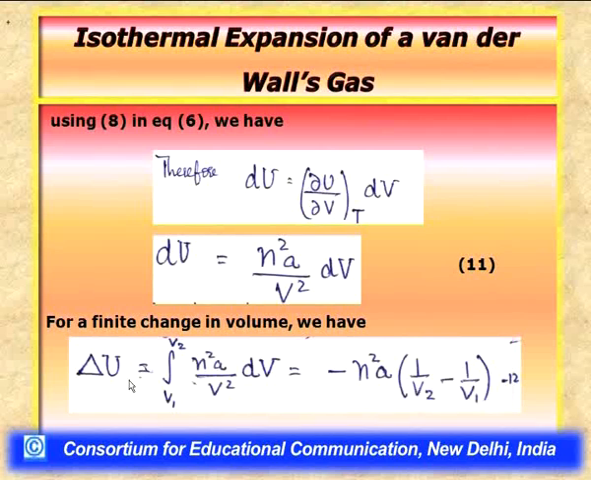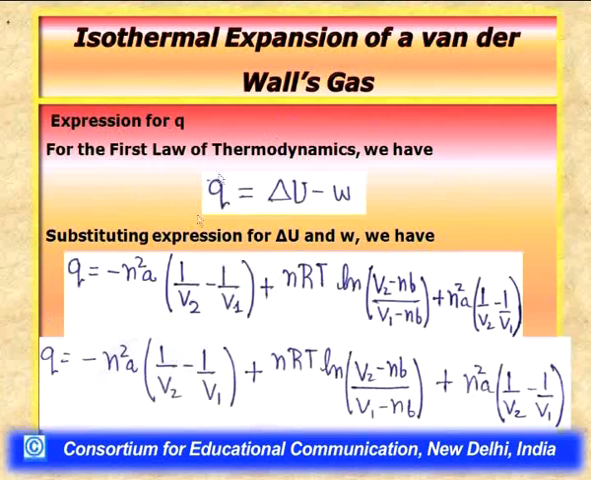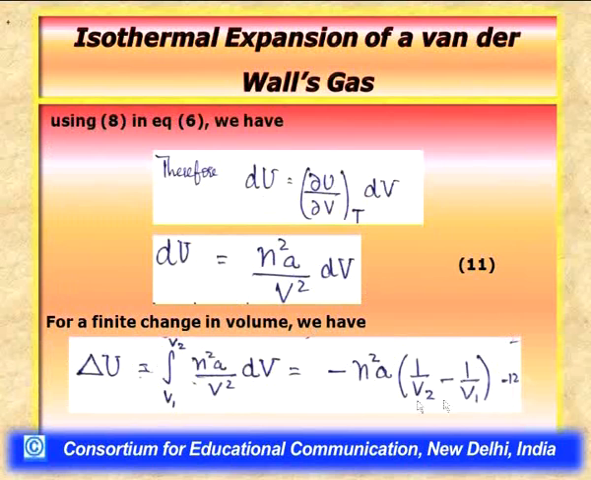We have also derived the value of delta U, the internal energy change under reversible condition, and the same for the quantity of work involved. Now it is time to find out the expression for Q, the heat involved in the expansion process. From the first law of thermodynamics, we know that Q, the heat involved, equals delta U minus W. Now, instead of delta U, we can substitute the expression we have just derived, minus n square A into 1 by V2 minus 1 by V1.